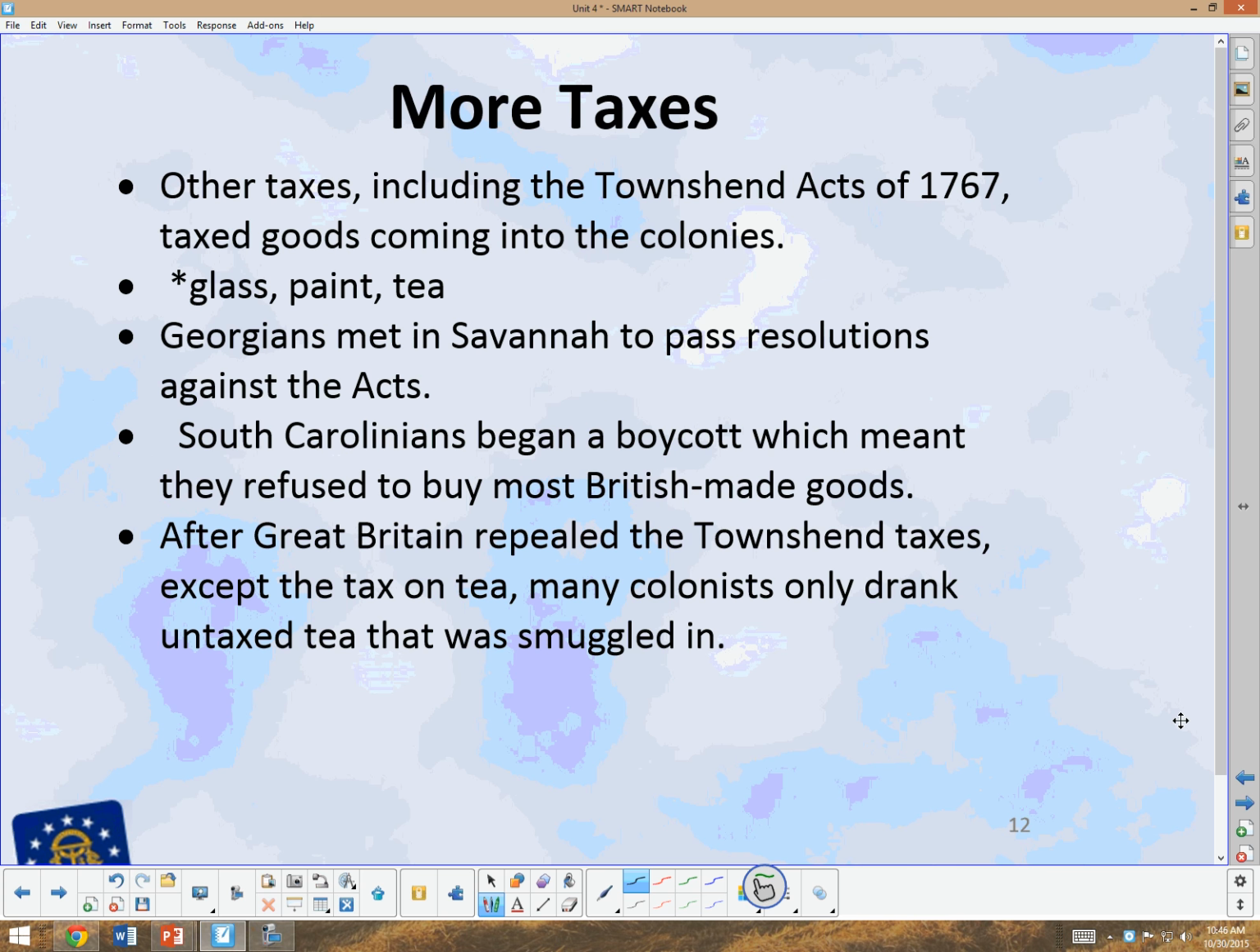There were more taxes. The Townshend Act of 1767 put a tax on things coming into the colonies like glass, paint, and tea. Georgians did meet to pass resolutions against the Townshend Acts. In South Carolina, they began to boycott British-made goods. Then Great Britain repealed the Townshend Act, except for the tax on tea. So many colonists started to only drink untaxed tea that had been smuggled in.